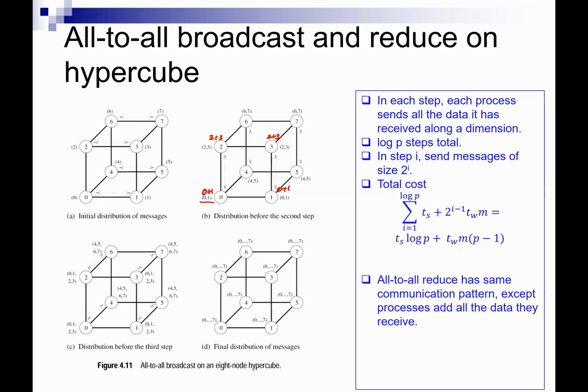So you're still going to go through log p stages, but now you don't have this issue that the messages keep getting larger. The message that you're sending is always just going to be one value, which is equal to the sum of all of these values that you've received so far. So therefore the cost is going to be, we have log p stages, and in each stage, you just send one value, and so the amount of time that you take is going to be this, which is a lot less than the cost to do the all-to-all broadcast.